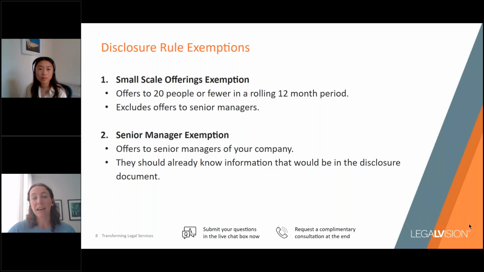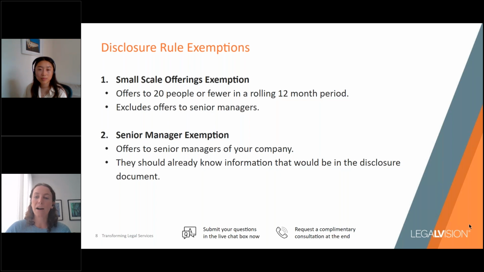This is essentially a safe harbor threshold to ensure that smaller companies don't need to prepare those onerous disclosure documents. And then the second relevant exemption is the senior manager exemption. This is an exemption that applies to offers that are made to senior managers in your company. The policy rationale behind this exemption is that those more senior people should already know the information about the company that would otherwise be included in those disclosure documents.